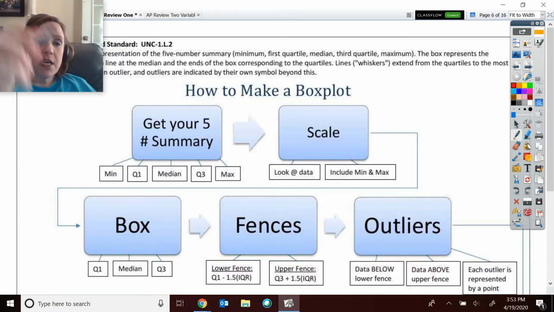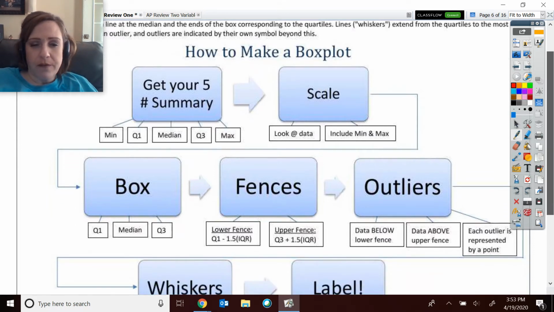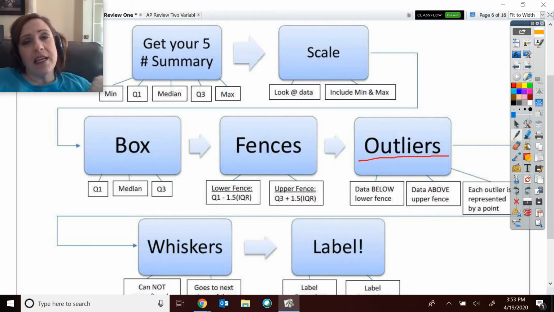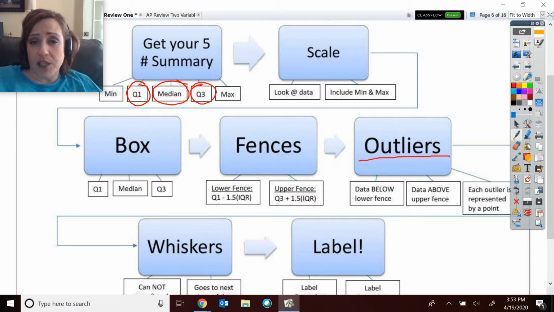So remember our song goes, scale, box, fences, whiskers, scale, box, fences, whiskers, scale, box, fences, whiskers, put those outliers on. Okay, so you did need to get that 5-number summary where you either let your calculator do it or you're putting the numbers in order and finding the median. Okay, there's your middle. And then remember Q1 is the middle of the bottom half. Q3 is the middle of the top half, and so on and so forth.